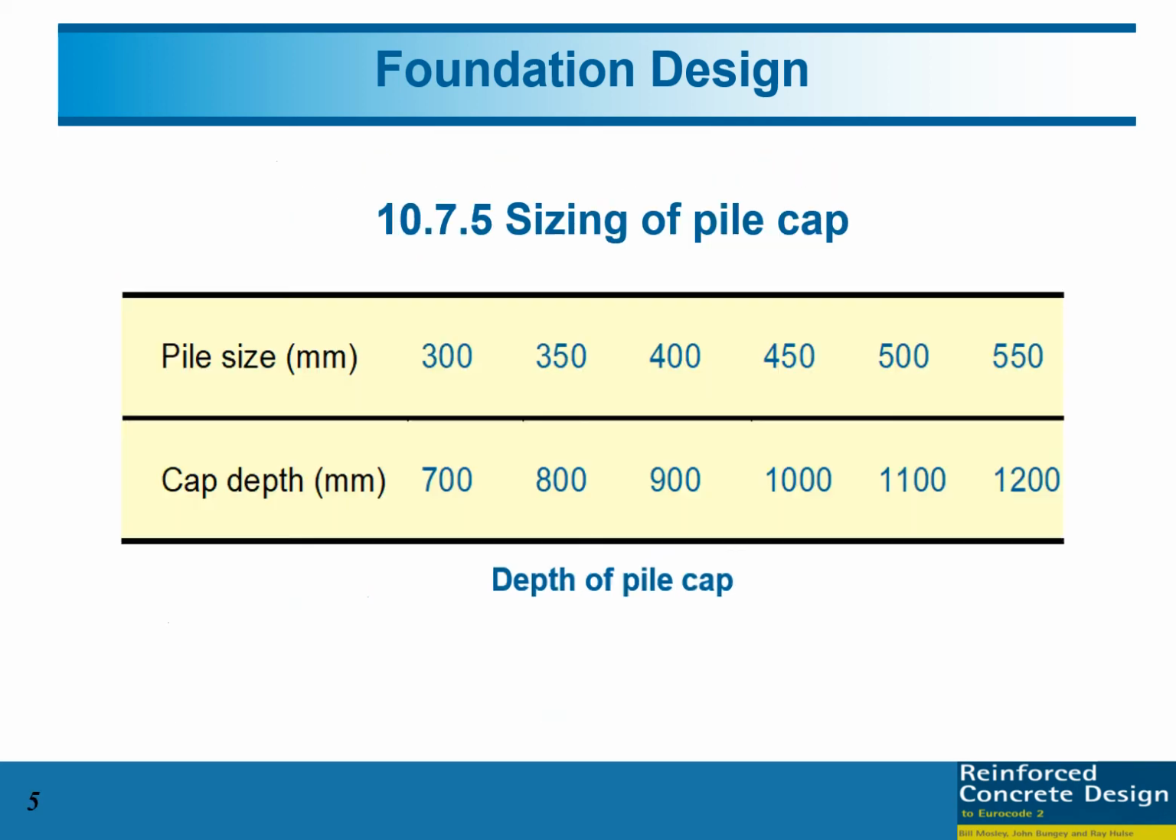Okay, so this table 10.7.5 sizing of pile cap. So this is the rule of thumb how to determine the pile cap depth. So for example, you have the pile size of 300, so you can use the initial design for the pile cap depth is 700. And then for example, if you have the pile size is 500, so you can use the value of 1.1 meter, 1100 mm as the pile cap depth. However, you still need to check whether this depth is sufficient or not to support for the punching shear.